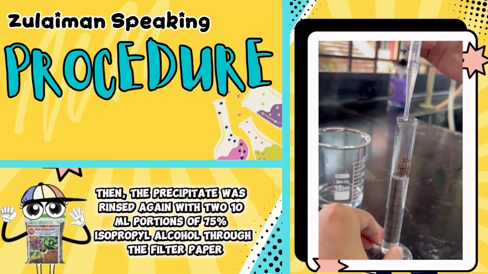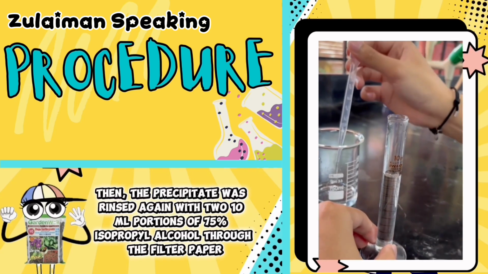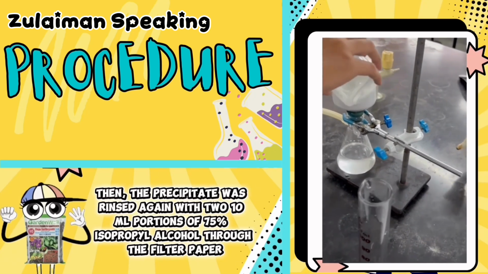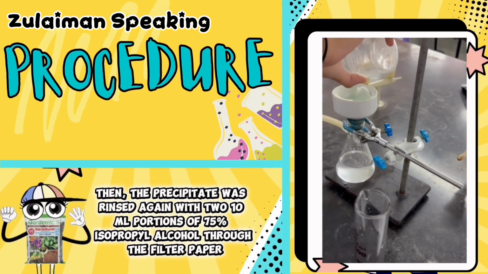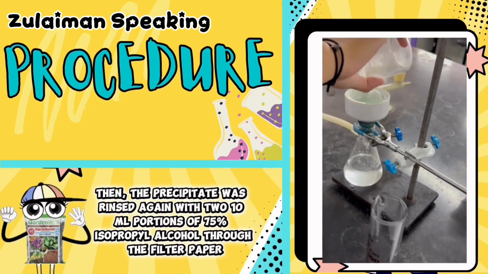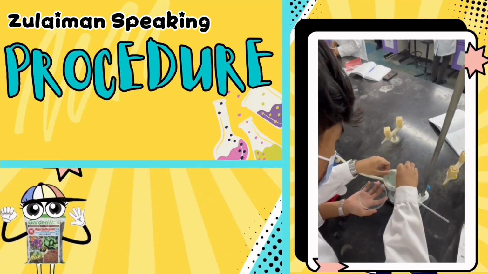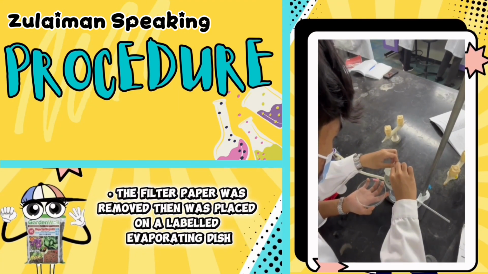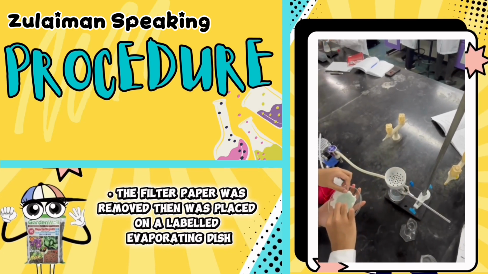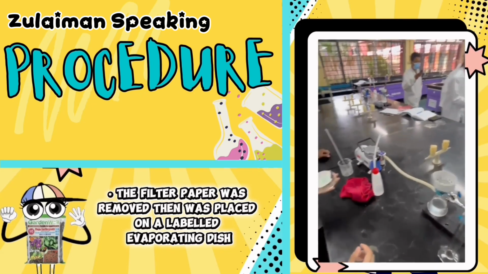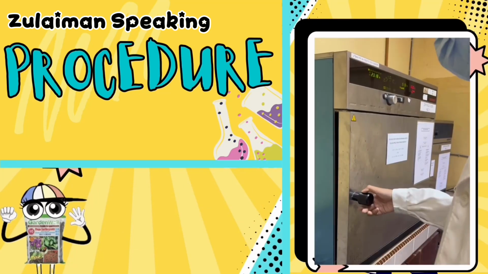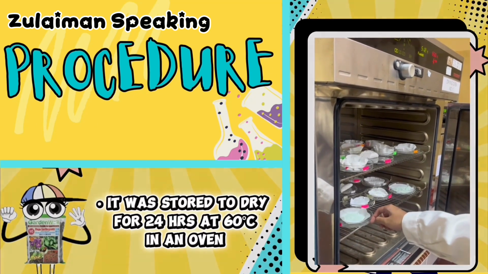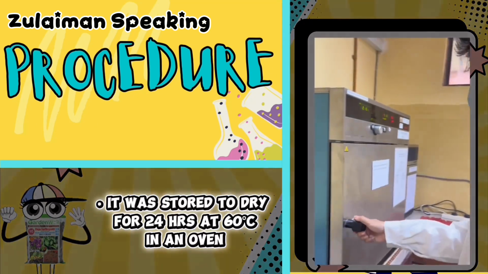Then, the precipitate was rinsed again with 2 portions of 10 ml of 75% isopropyl alcohol through the filter paper. The filter paper was removed and placed on a labeled evaporating dish. It was stored to dry for 24 hours at 16 degrees Celsius in an oven.